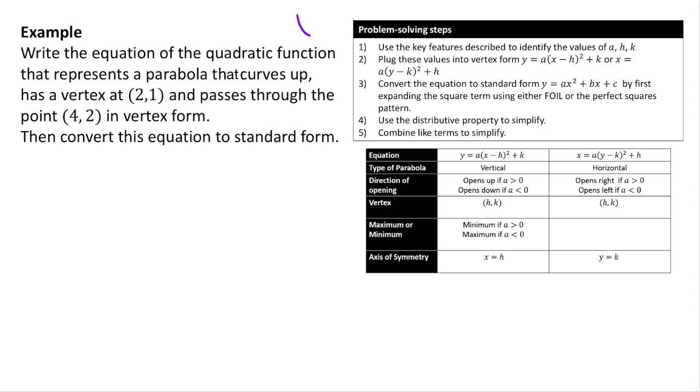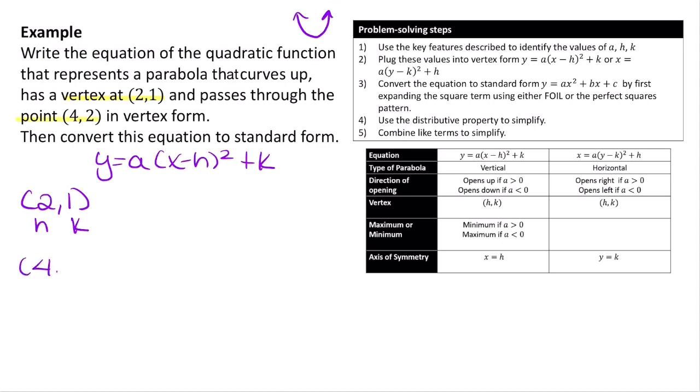So if it curves up, that means that's going to be a vertical parabola, right? So we already know the equation is going to be y equals a times (x minus h) squared plus k. Okay, so it says we have a vertex at (2, 1). So the vertex at (2, 1) means that's the value of h and k. And then it tells us that we have a point at (4, 2). Well, the point (4, 2) just gives me an x and y value. So I can actually take all of these values and plug them into my equation.